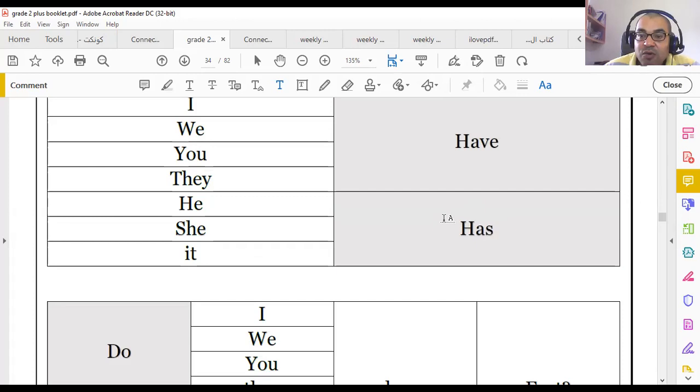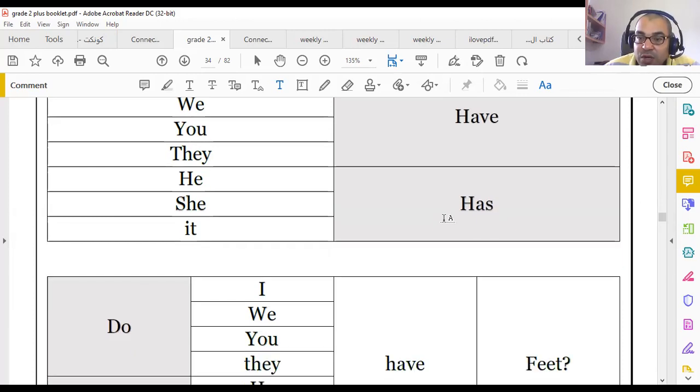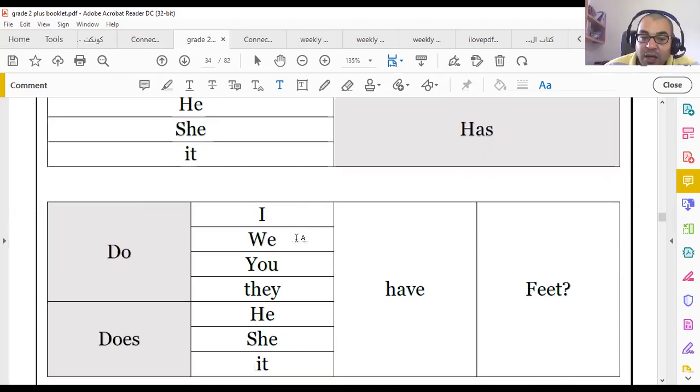Now, students, when I want to make a question, when I want you to do what? Make a question. With I, we, you, they, we use what? Do.